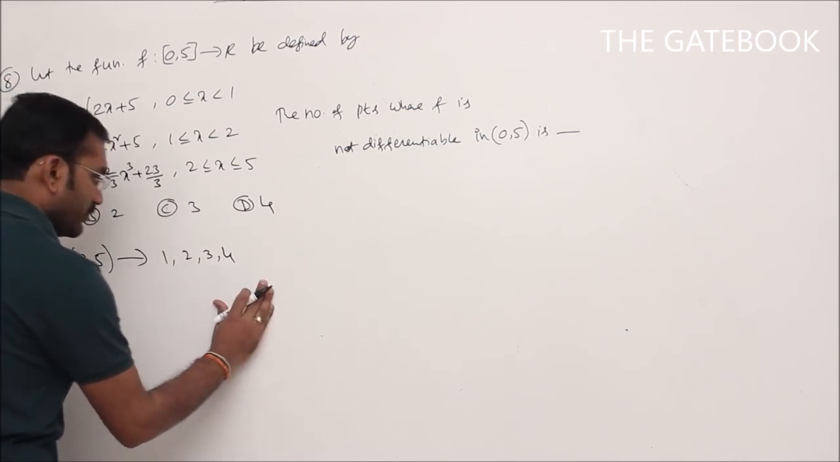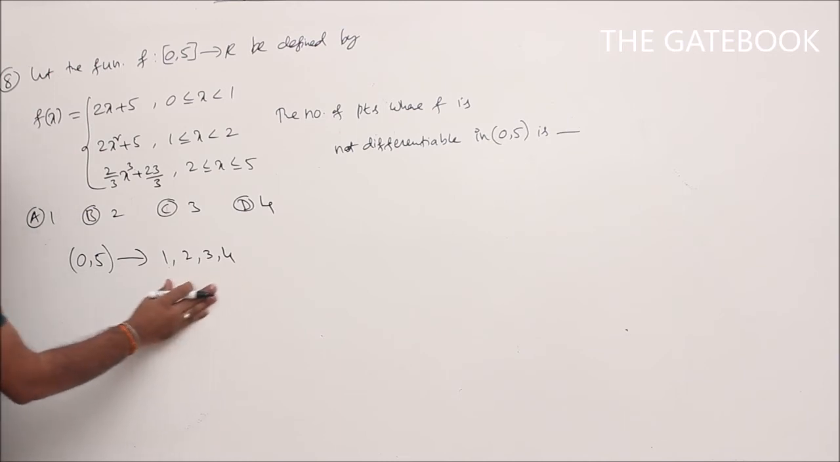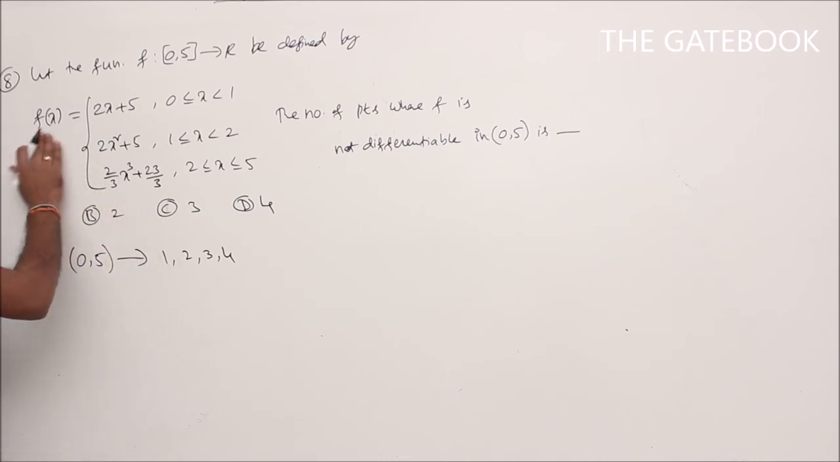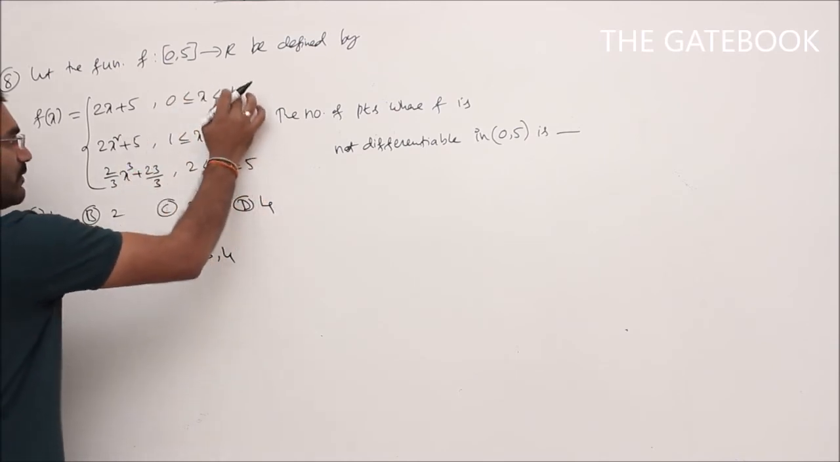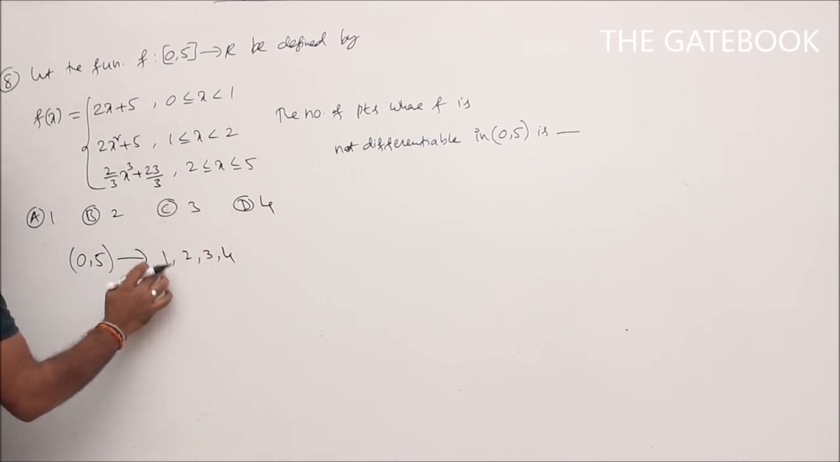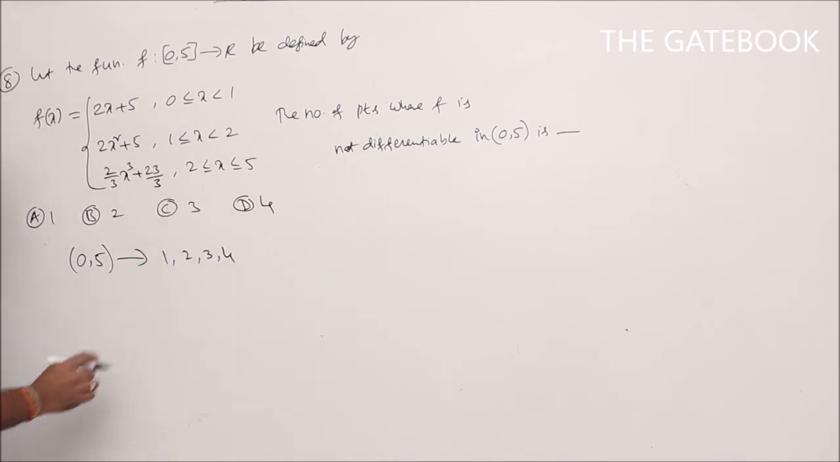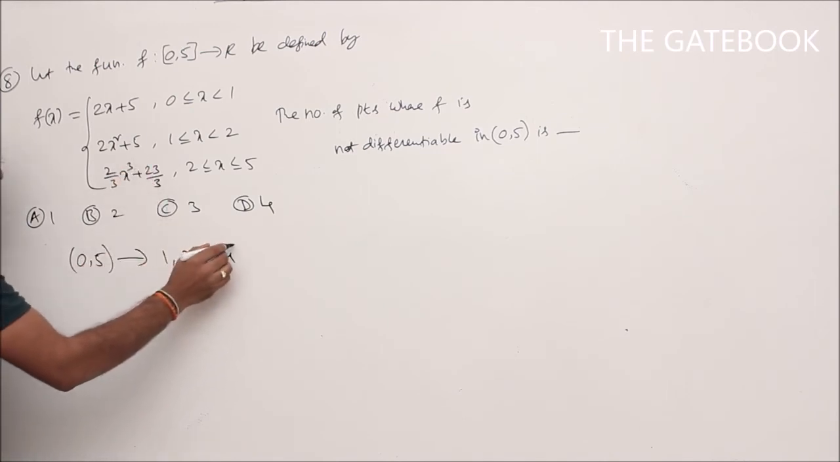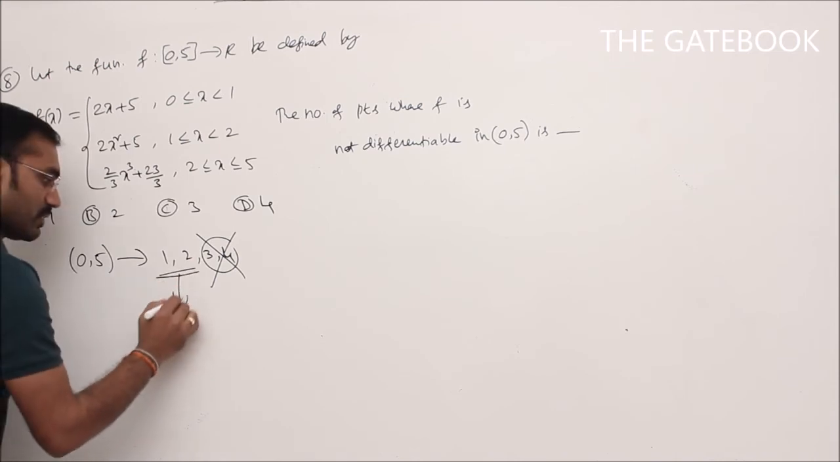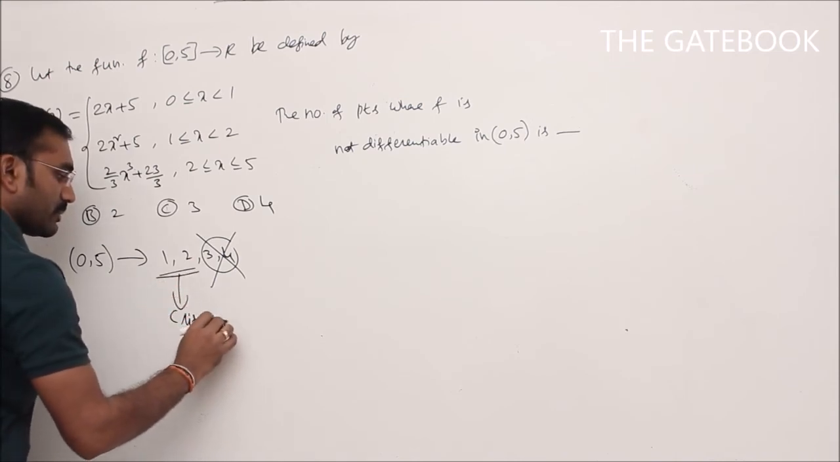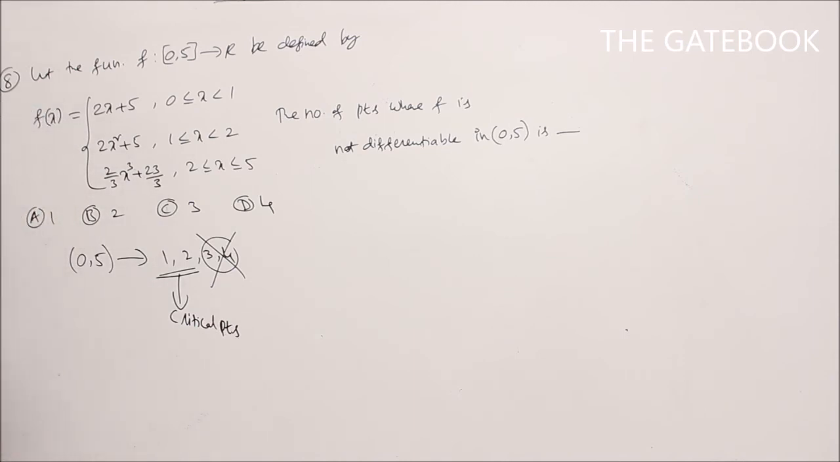So out of these 1, 2, 3, 4, let us check the differentiability at 1, 2, 3, 4. But here the function is defined between 0 to 1, 1 to 2, 2 to 5. So from this I can say that the critical points are only 1 and 2. So 3 and 4 are not critical points. So here there is no need to check differentiability of the given function at 3 and 4. That is not required. The function is always differentiable at all remaining points; you have to check only at critical points. So here 1 and 2 are the critical points. So we need to check differentiability of the given function at critical points only. At remaining points it is not required, the function is always differentiable.